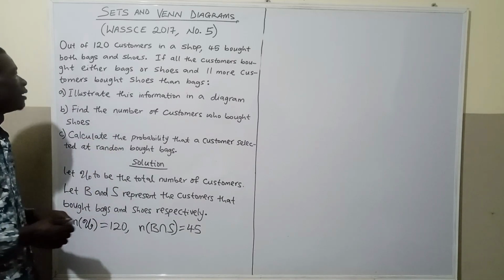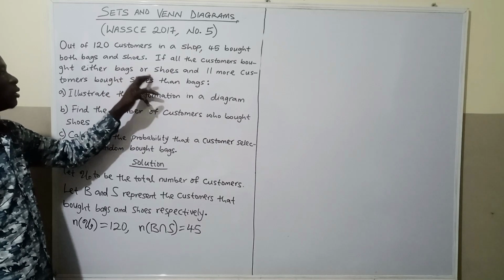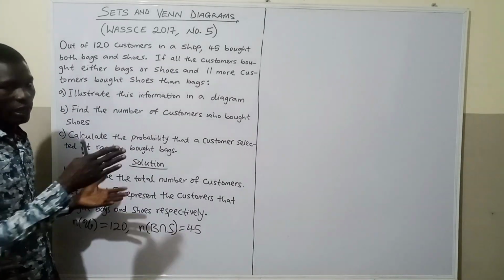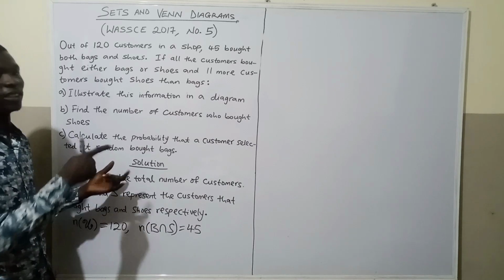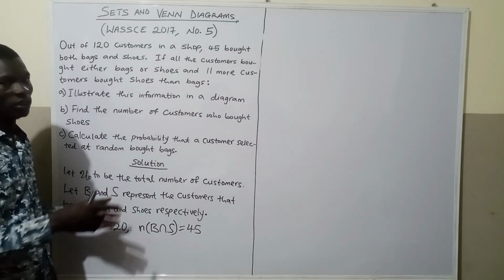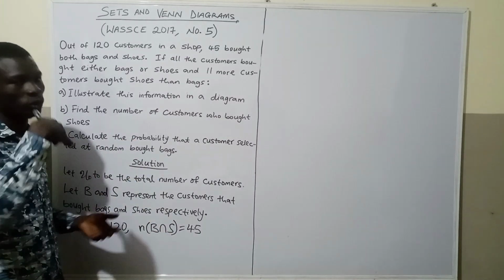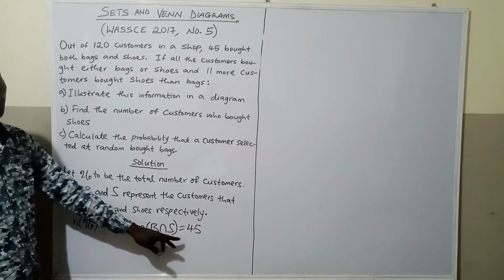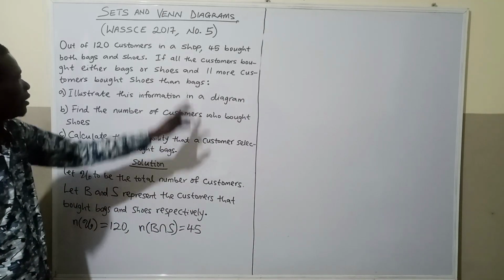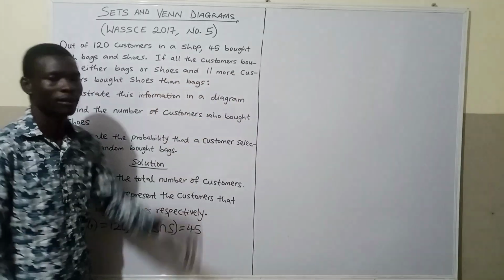Now, the next information says if all the customers bought either bags or shoes, there is no customer in that shop that did not buy any of what? Bag or shoes. If the person did not buy bag, the person must have bought shoes. If the person did not buy shoes, the person must have bought what? Bags. And there are people in that shop that even bought bags and they still bought what? Shoes. They have been represented by what? 45 already.